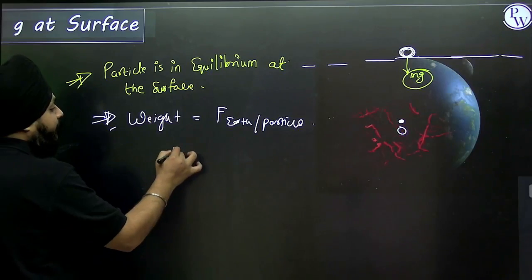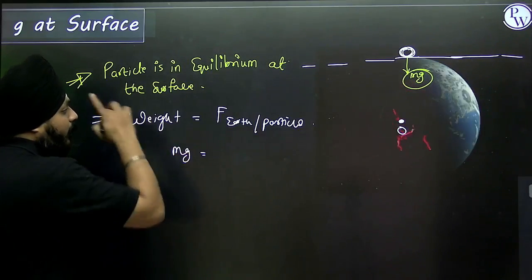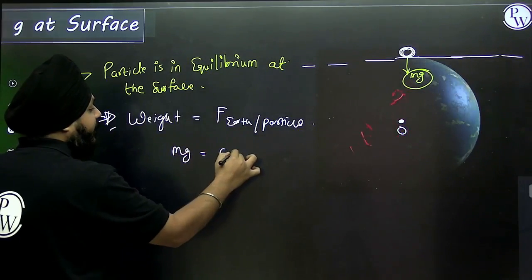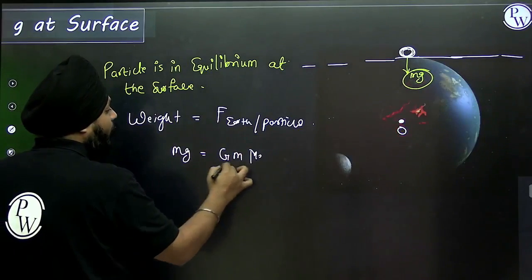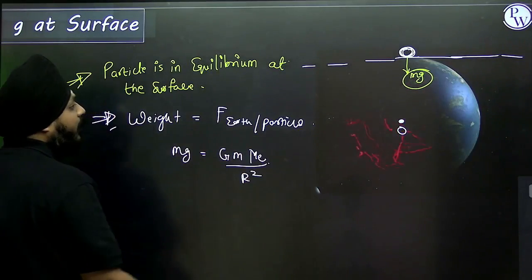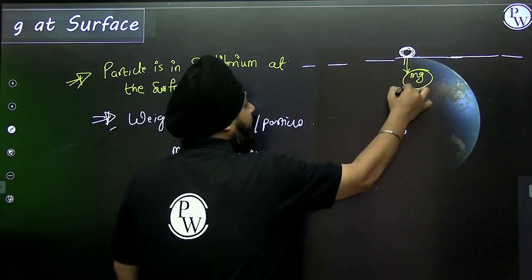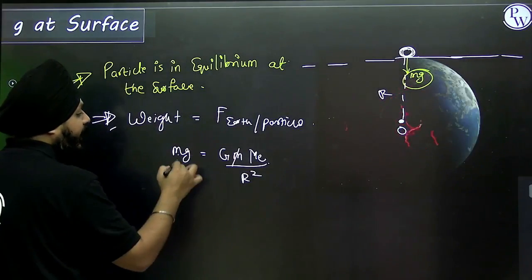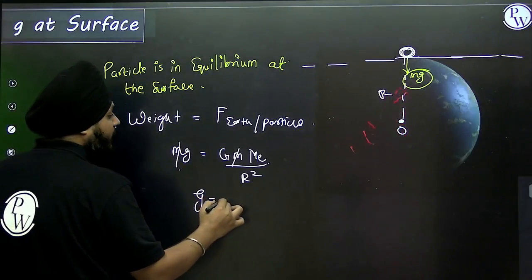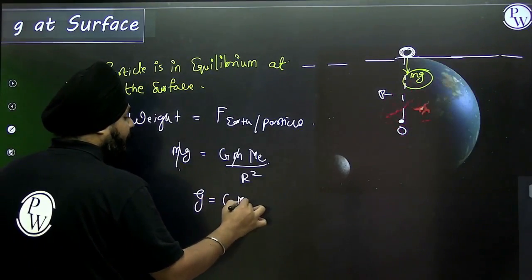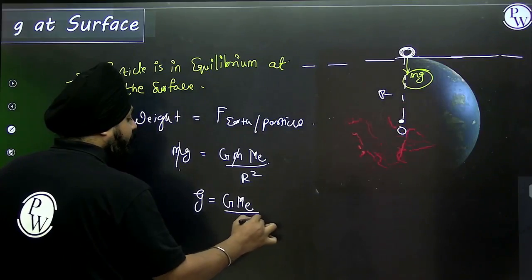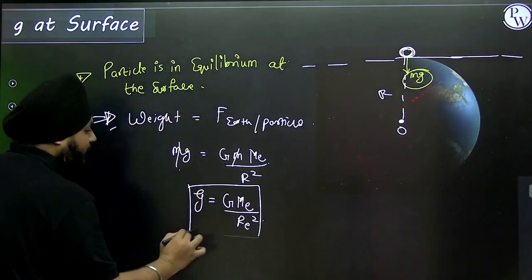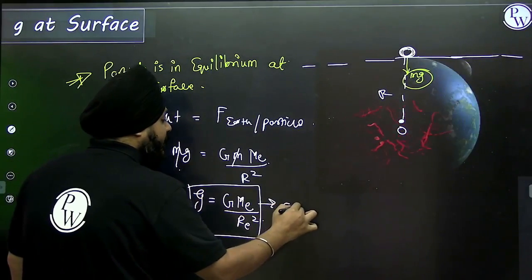So here, the weight is mg. The force acting is G small m, mass of earth, whole divided by the distance between the particle and the earth, and obviously it is r. The small m gets cancelled, and we get the value of small g as G times the mass of earth whole divided by the radius of the earth. This is the value of the gravitational acceleration.